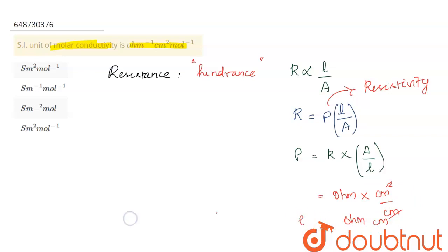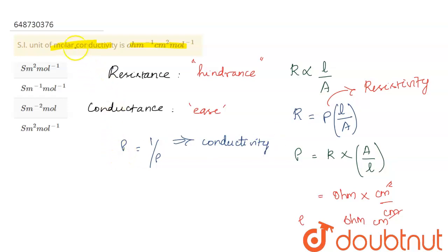Now next we have to know what is meant by conductance and conductivity. If resistance is the hindrance to stop the flow of current, then conductance is the ease with which the current will flow between the electrodes. The inverse of this rho, that is 1 by rho, is called the conductivity.